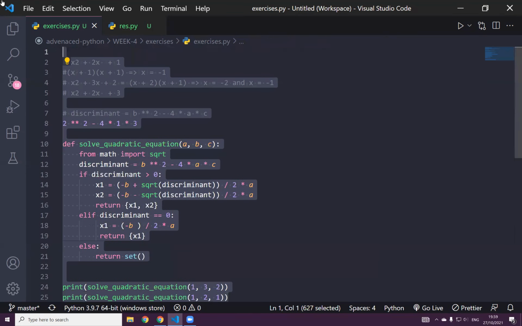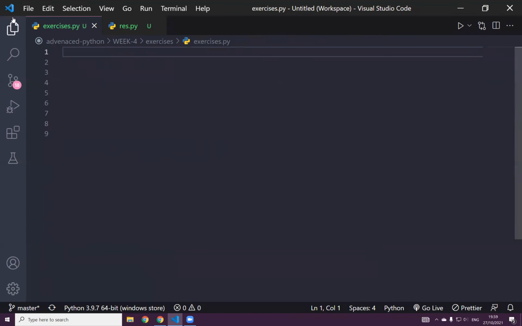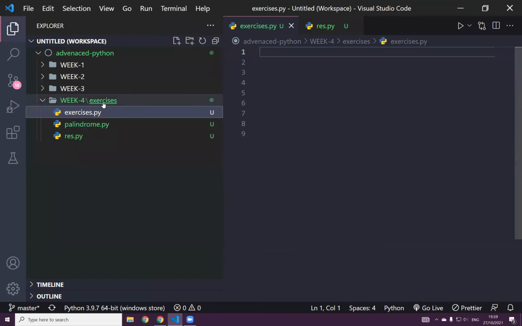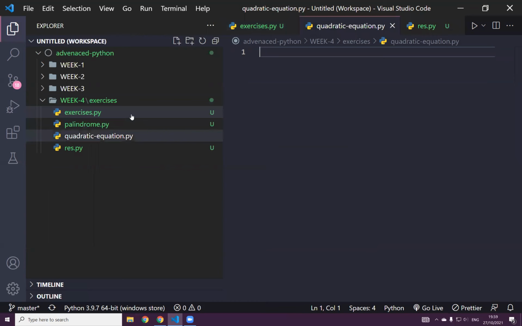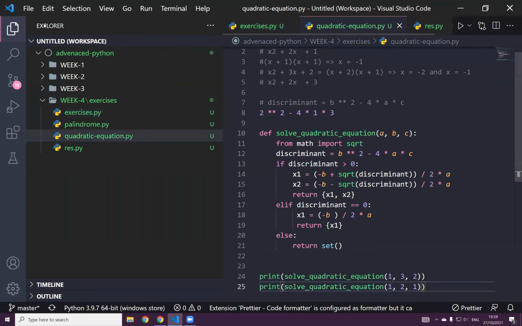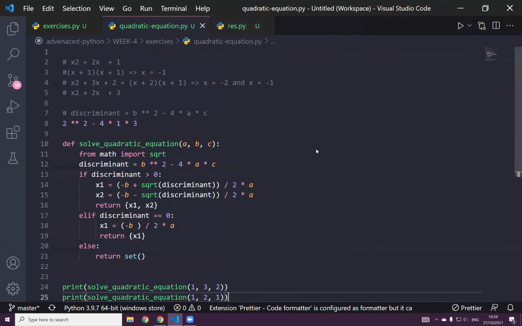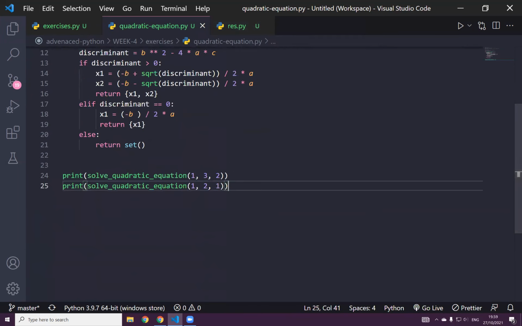And let's just give this a new name, and we can call it quadratic equation.py. In case you want to refer, you can identify it without any problem. So let's finish the quadratic equation part here.